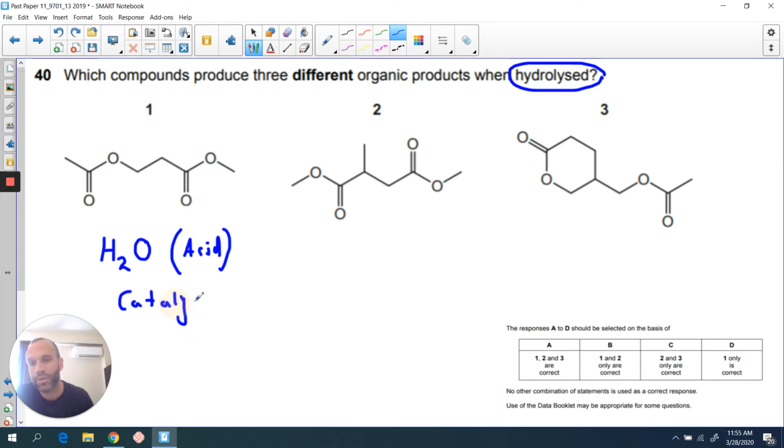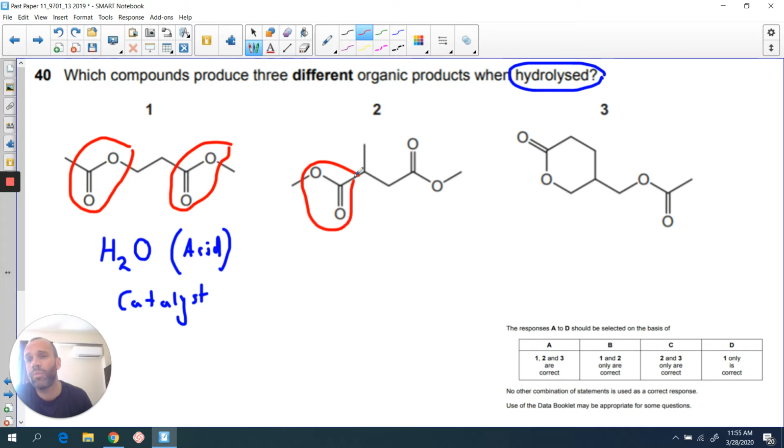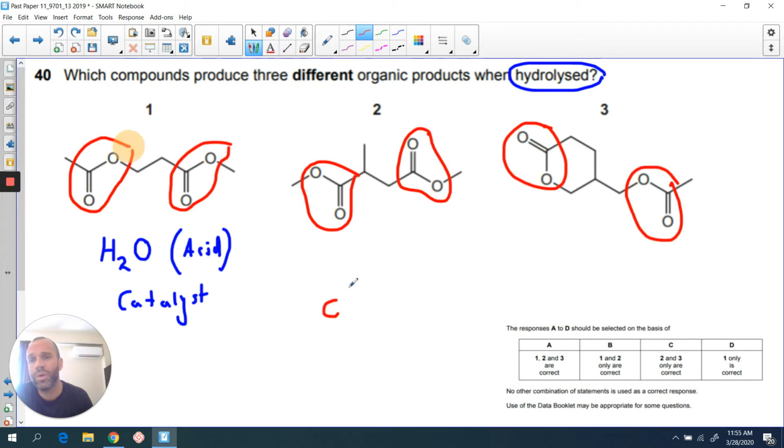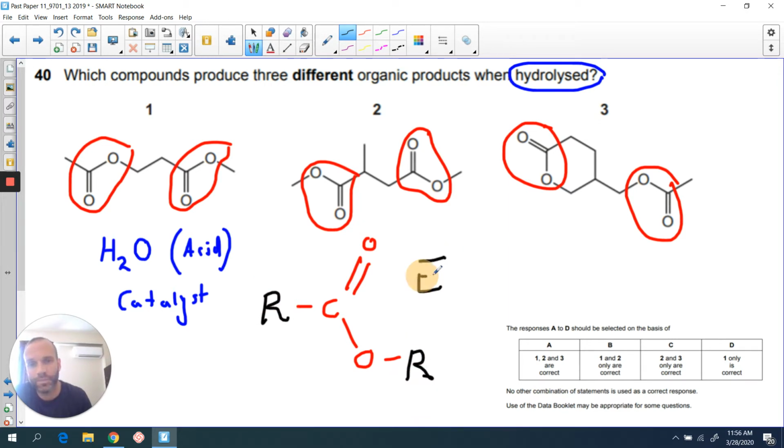So hydrolysis is basically the splitting up using water, and then we need to work out what type of organic compound we're dealing with here. I'm going to highlight the functional group in each of these skeletal formulas. So there are our functional groups, and hopefully you would have recognized that what we've got here is a carbon double bonded to an oxygen, single bonded to an oxygen, and then I'll do these in slightly different colors. And then we've got our R group there and our R group there. So this is an ester.